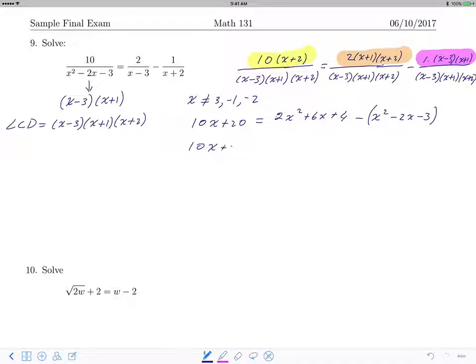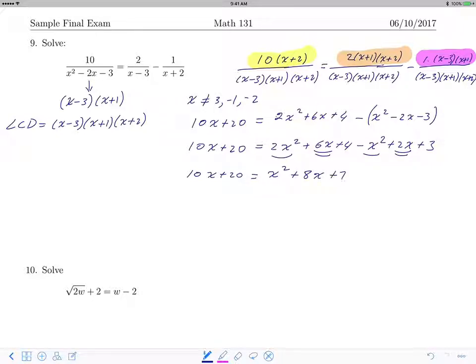So when I distribute the subtraction, everything stays the same except this becomes minus x squared plus 2x plus 3. Combining like terms on the right side, the left side is still 10x plus 20. The right side is x squared and then plus 8x plus 7.